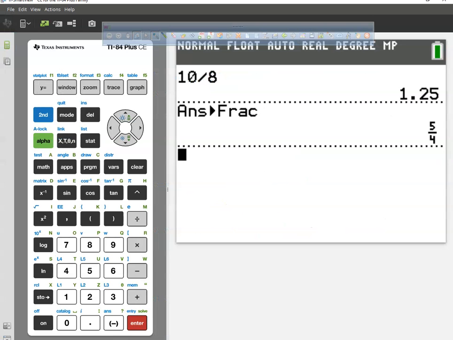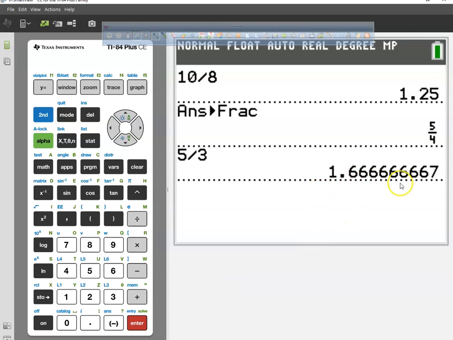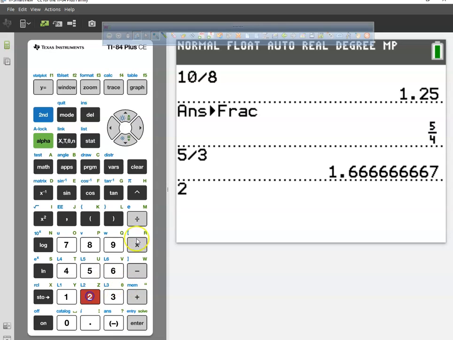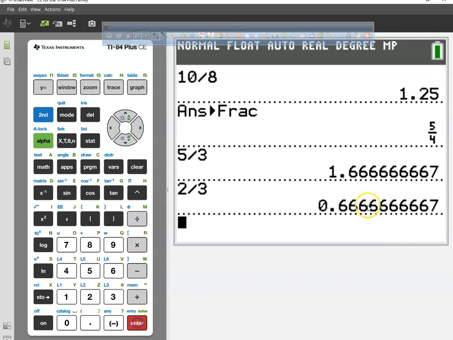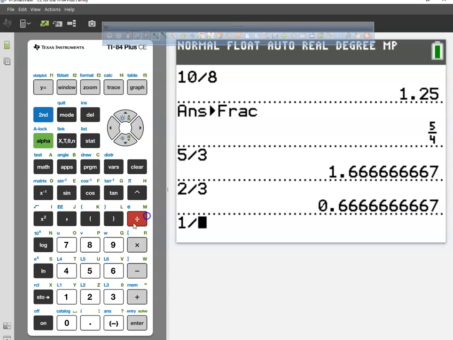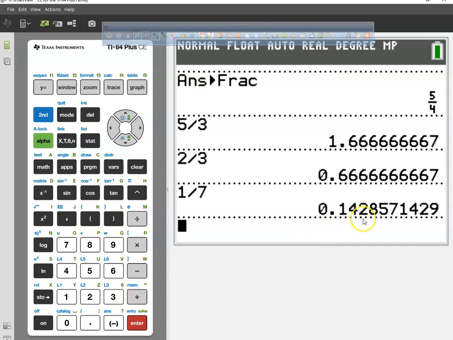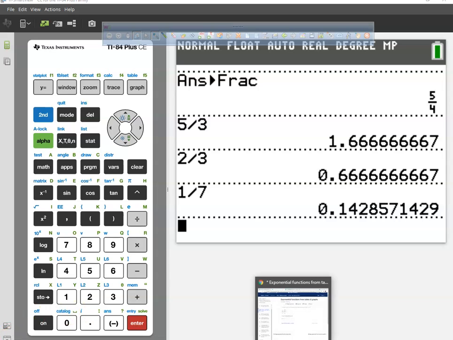Now, when couldn't you use a decimal? If you got like 5 over 3, you couldn't use that repeating decimal. You'd have to use the 5 over the 3. Or if you got a 2/3, can't use that. Or if you got like 1 divided by 7, not a good idea. These you'd have to actually use the fractions.